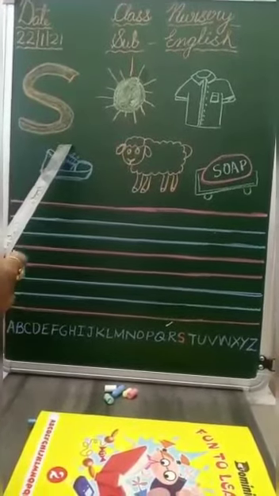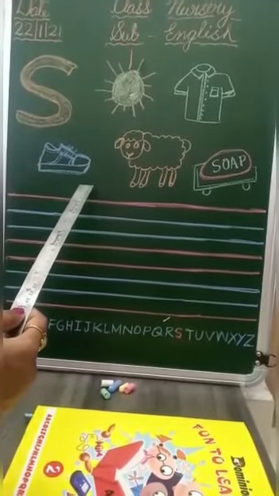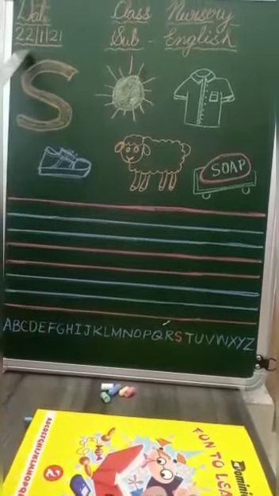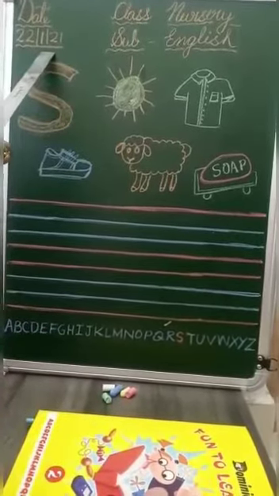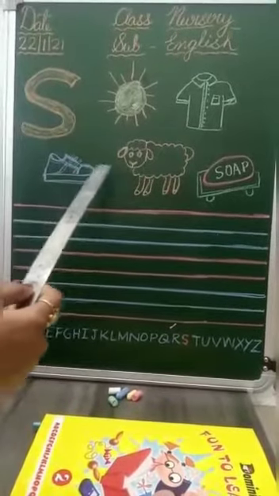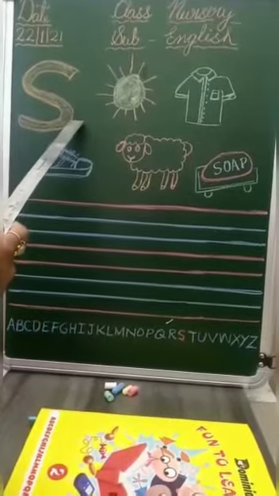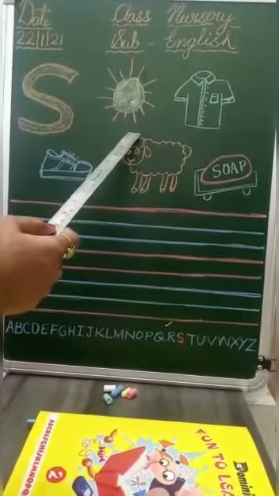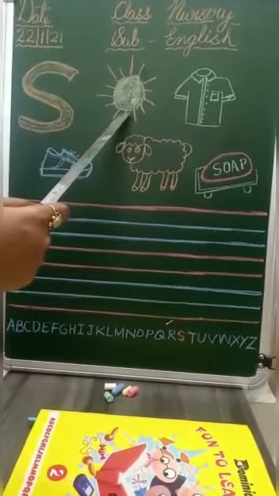Today we will recognize its pictures and we learn its phonics too. So first of all, which date is today? Today is 22nd of January 2021. Now kids, look at here. These are the pictures related to letter S. Recognize it. Which picture is this? This is sun. S for sun, sa, sun.